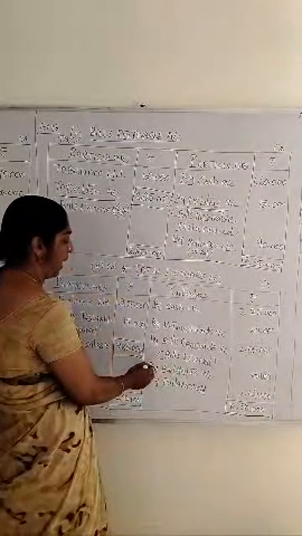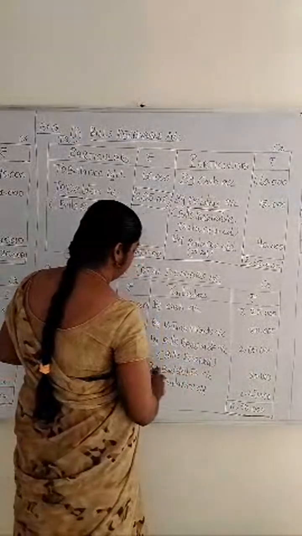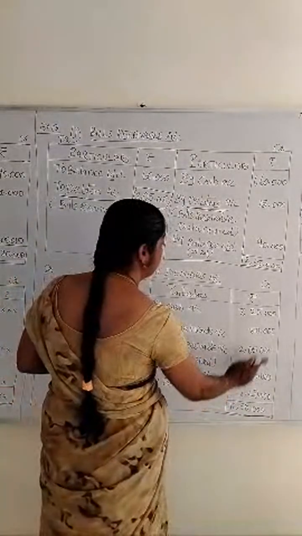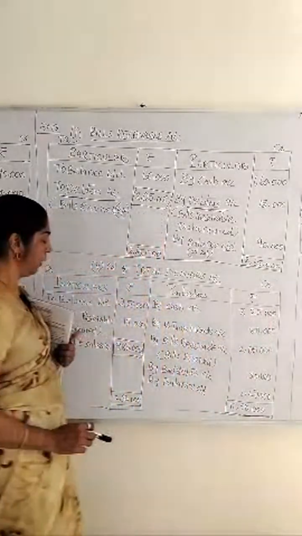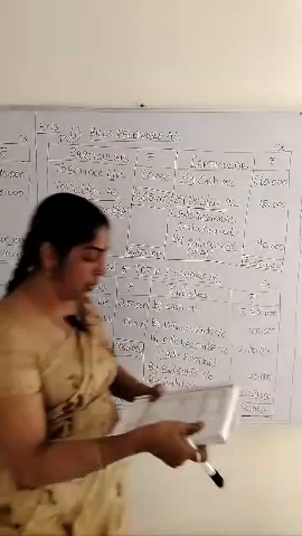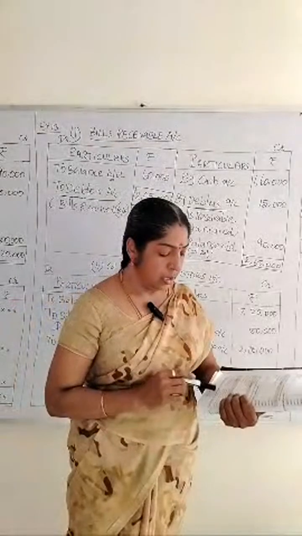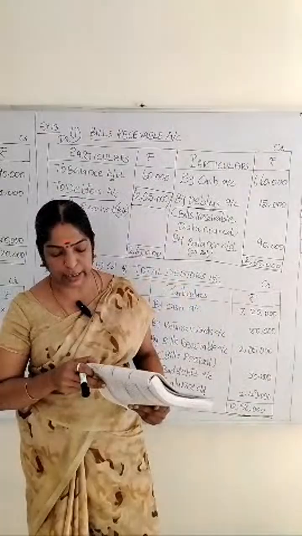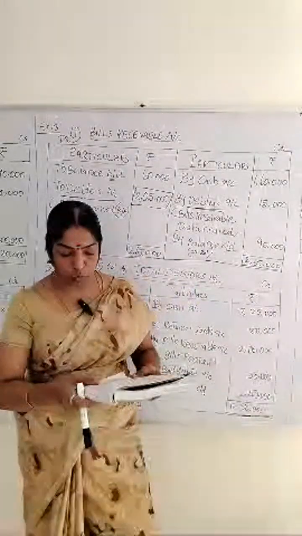Bad debts are always entered on the credit side of the total debtors account. In this question, they have given bad debts of 30,000 rupees. So, you are going to write by bad debts account 30,000 rupees entered on the credit side. Okay. Then, finally, sundry debtors as on 31st March 2019, 2,40,000 rupees.